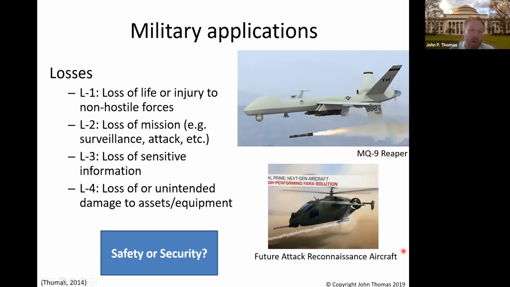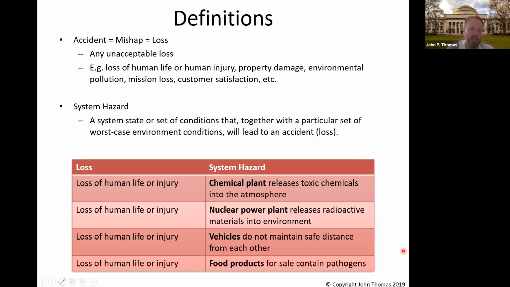We do have to refine losses a little bit in STPA. It's not enough. These are too high of a level to do much with. So we refine these into something called a system hazard. Now, here's the difference. An accident or a loss is any unacceptable loss. Could be injury, could be property damage, environmental pollution, and so on. But a system hazard narrows us down to the system that we're building or the system that we control. So the formal definition here is a system state or set of conditions that in a particular worst case environment will lead to a loss. Okay, so it doesn't mean it always leads to a loss, but it means that in a worst case, it will lead to a loss.